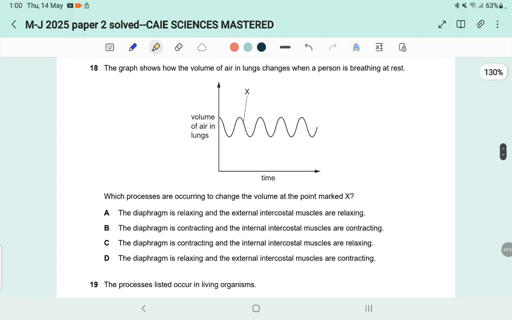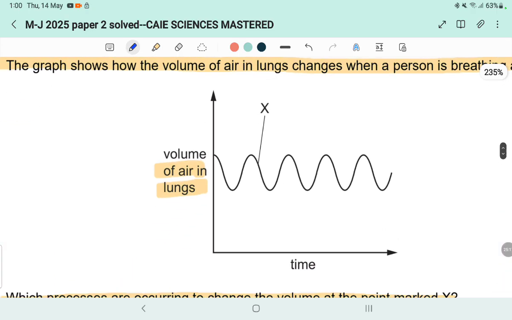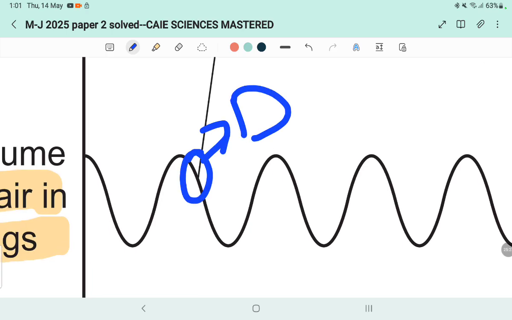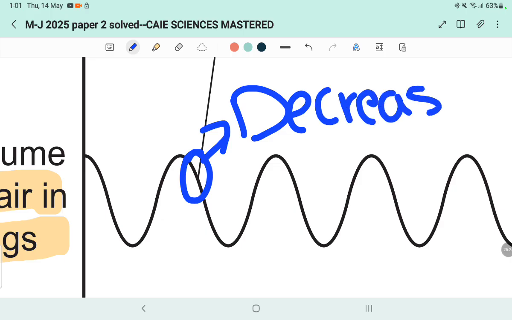Okay, so number 18 is saying here, the graph shows the volume of air in the lungs changing when a person is breathing at rest. Let us read the choices. Which processes are occurring to change the volume at point marked X? Here the volume of air in the lungs is decreasing. Let us maximize here, and you can see at X it is decreasing, right?